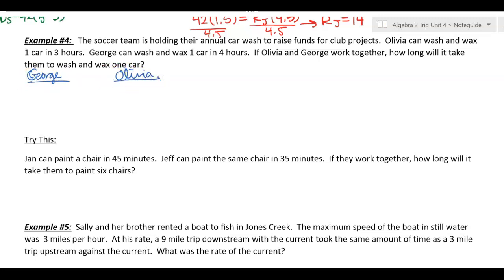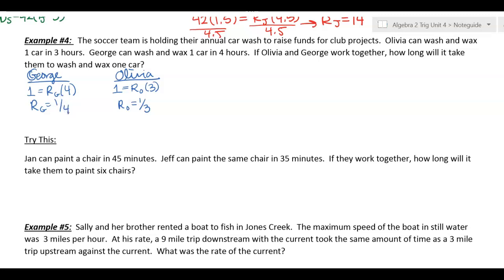And so it says Olivia can wash and wax one car. So the distance or the amount of cars she completes is 1. We don't know her rate, but she can do this in 3 hours. So this does eventually allow us to solve for the fact that Olivia's rate is 1/3. She can wash 1/3 of a car per hour, where George can wash and wax one car in 4 hours. So George's rate is 1/4 of a car per hour.